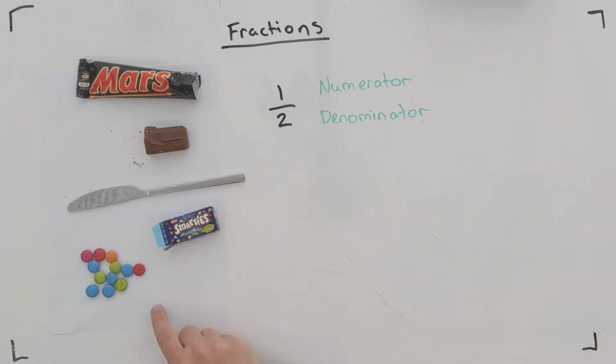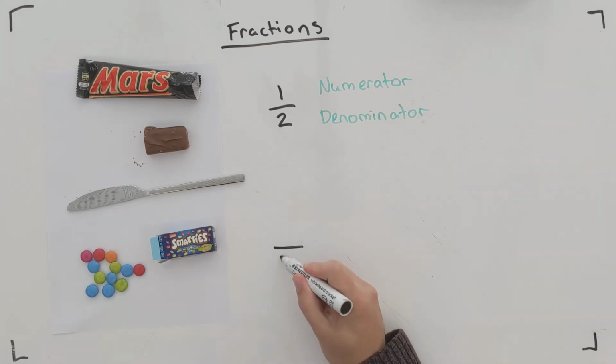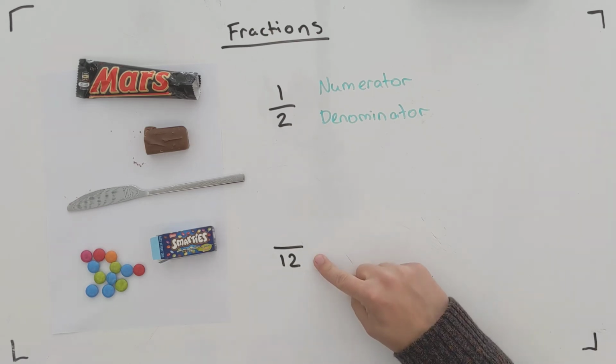The Smarties and the fractions of a group work similarly. Here I've got 12 Smarties. So how many Smarties make that whole group? Well, it's 12, so I know that my denominator on the bottom of the line is going to be 12.